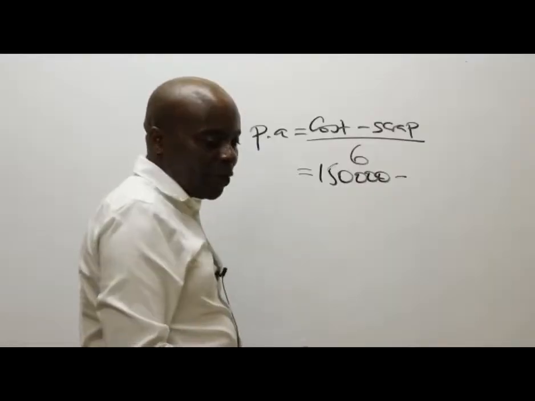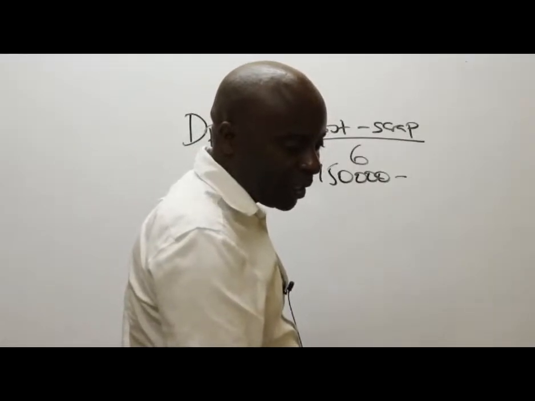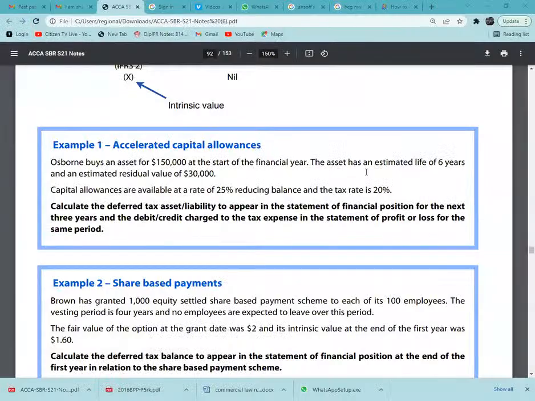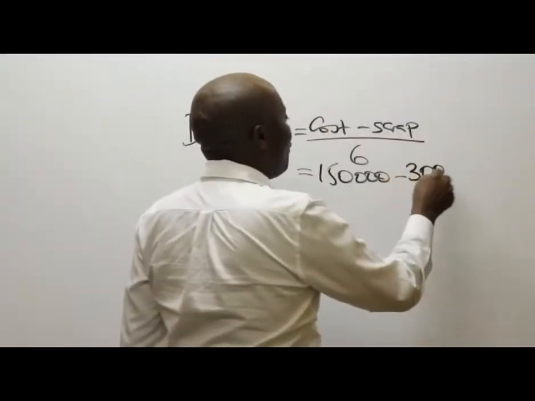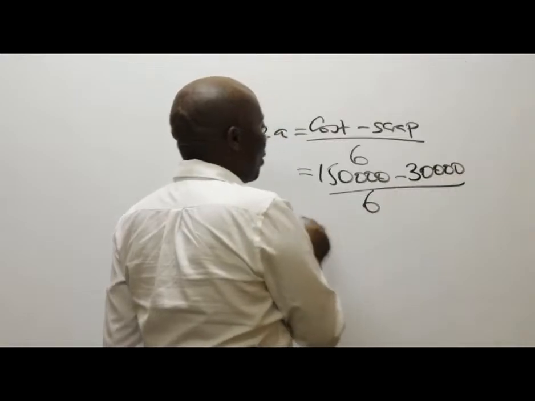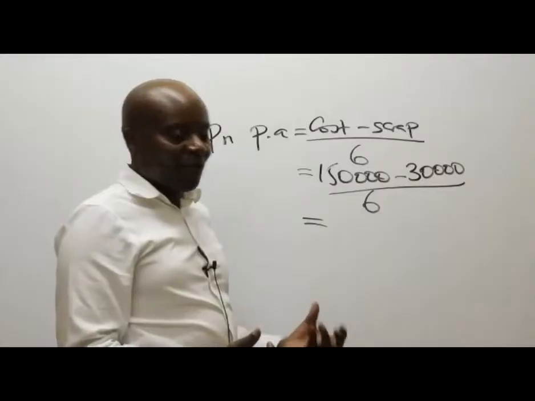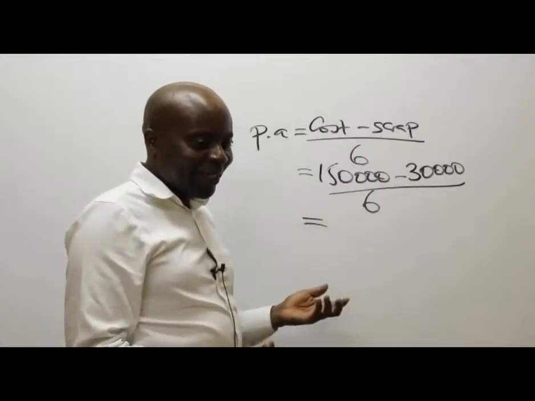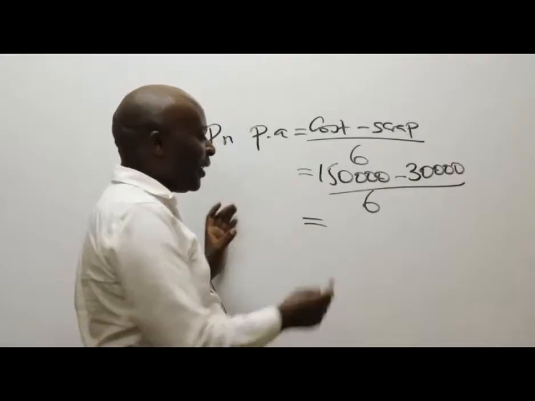What is the scrap value? Has the examiner given us a scrap value of this thing? Yes. Amesema the estimated life is 6 years and an estimated residual value of 30,000. So minus 30,000 and then everything to be divided by 6 years. Quite an easy thing. This is a low-hanging fruit. I would have harvested this yesterday, not even today. So then this will give me what figure at the end of the day?